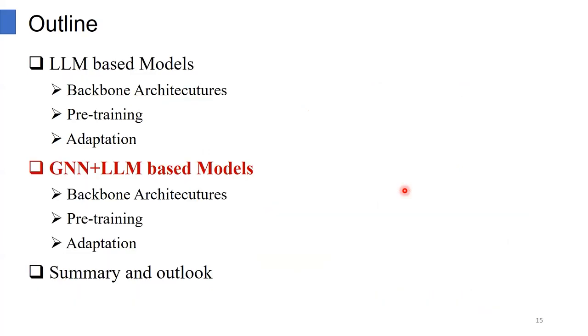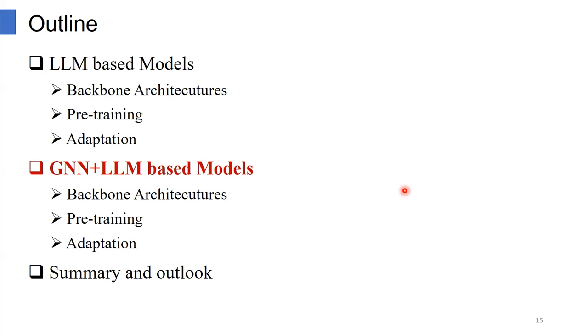So this is the first part of our talk. We have covered large language model based backbones. In this category, we don't use any graph model, only language model. But in the next section, I'm going to talk about GNN plus large language model. Here we not only use a large language model, but we also leverage graph neural networks.